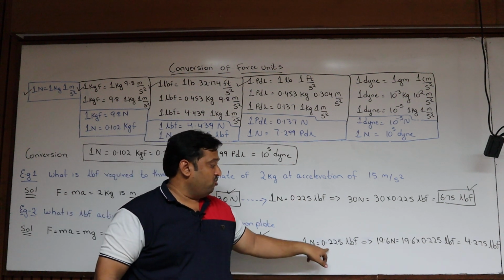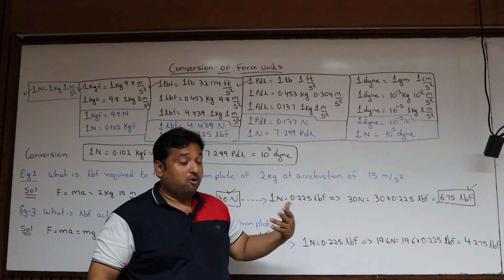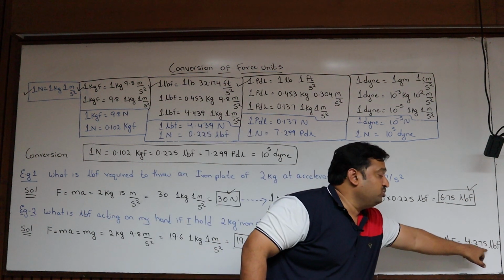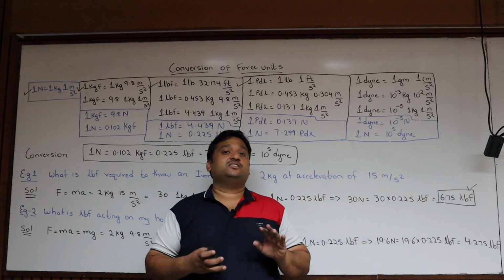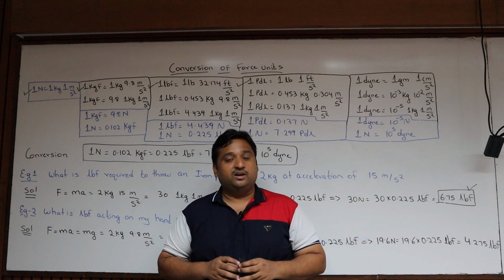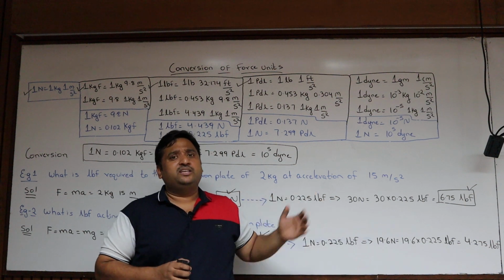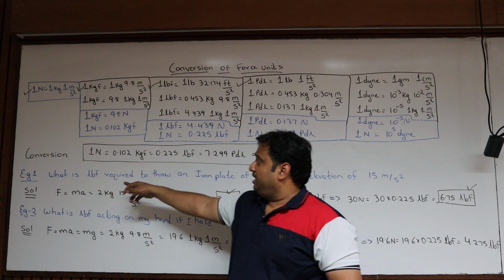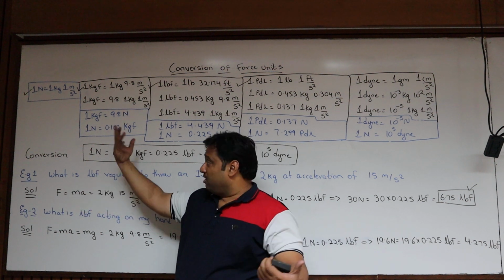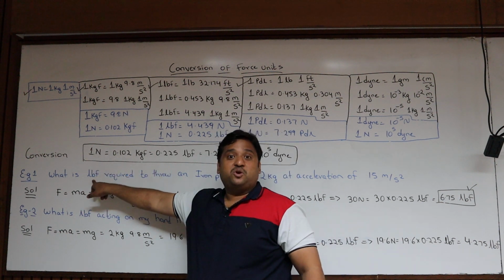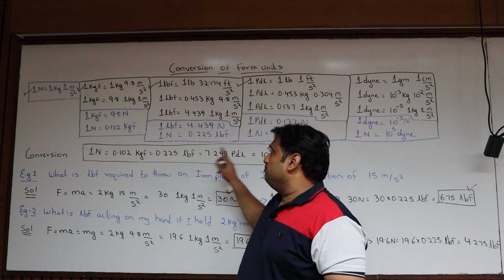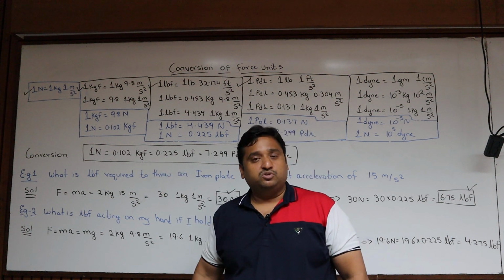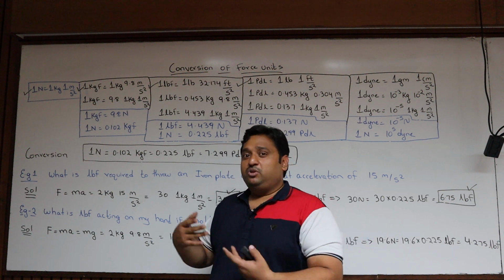Then 1 Newton is equal to 0.225 lb force, that is pound force. The 19.6 Newton means 4.275 lb force. This is how the force is converted; this example is just for the lb force. So you can calculate what is the dyne force required or what is the kg force required. Using the simple conversion formula, you can convert any force to the Newton force, or Newton force to any other force.